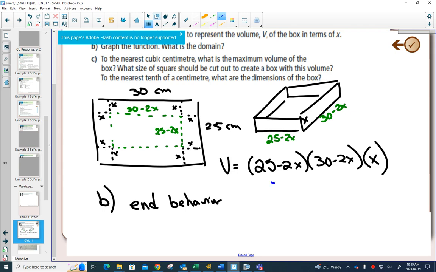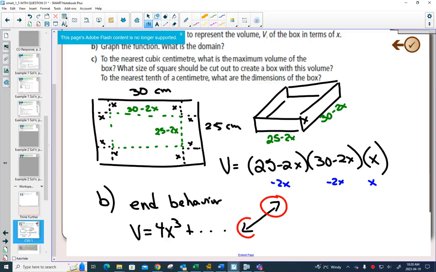And again, this has a minus 2x, this has a minus 2x, and this has an x. If you multiply those all out, just the x parts, you would get a positive 4x cubed plus dot, dot, dot, which is an odd function. Odd functions, end behavior acts like a line. Here's our line with a positive slope. There's our end behavior.